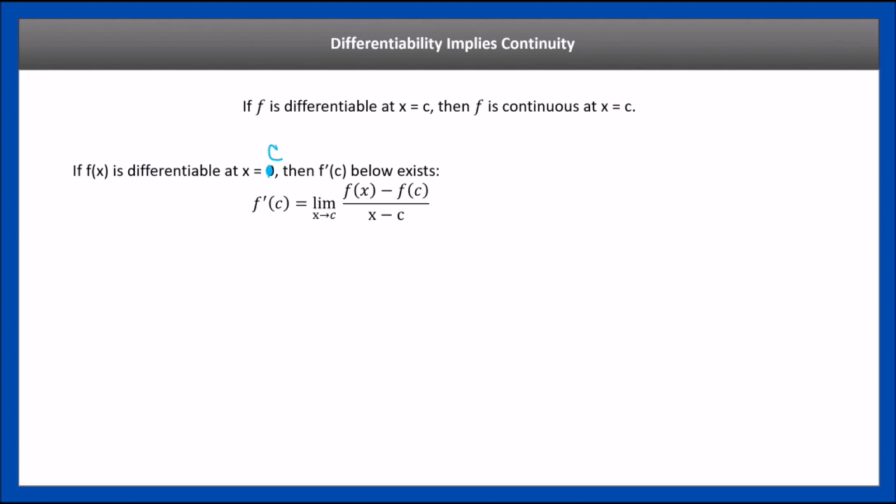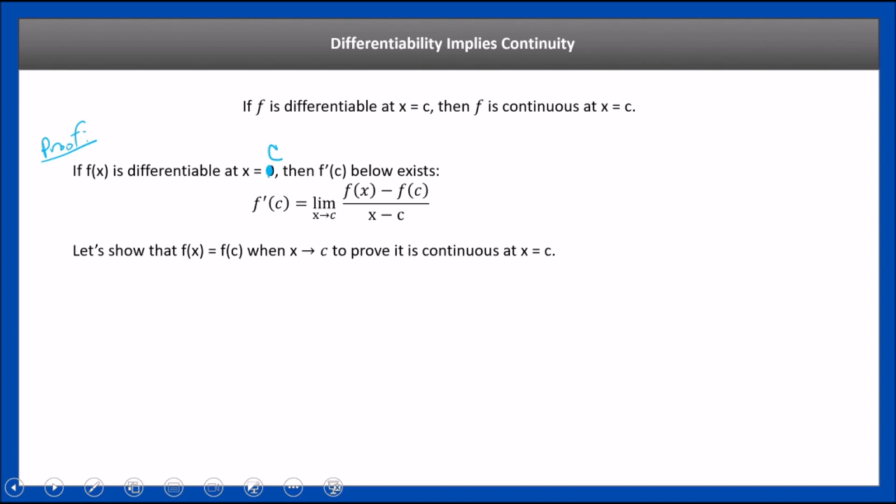So we're going to prove this. This is sort of like a proof. Okay, so if it's differentiable at c, then that means we can take the derivative using that definition. And then we're going to show that f of x equals f of c can only be true when x approaches c. So as x approaches c, this becomes one and the same thing. And we want to show that this is true in order to prove that it's continuous.